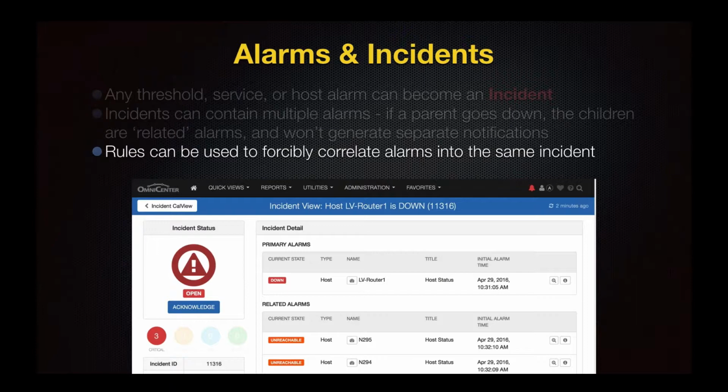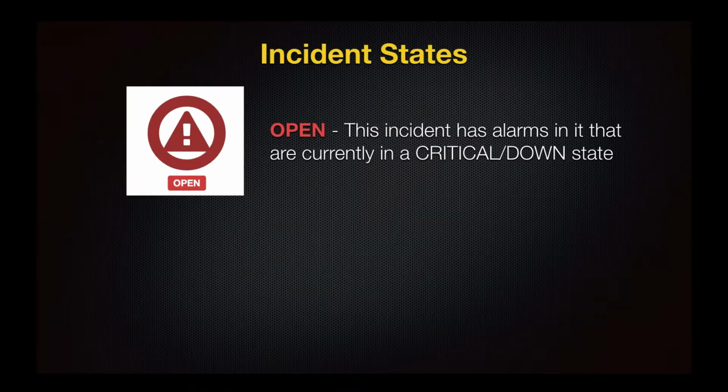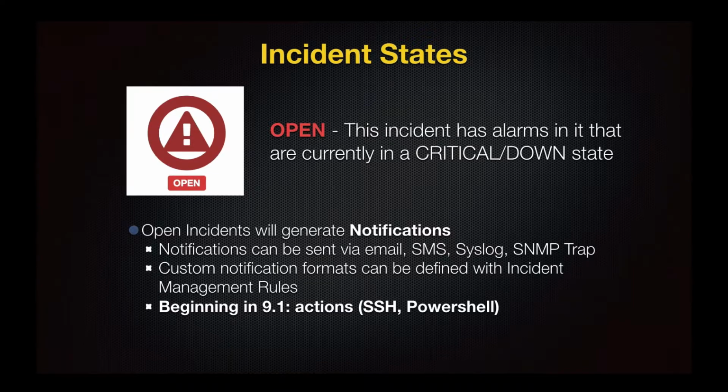The most important thing from a user perspective when you're going through the tool is to understand the states that the incidents can be in. So when we go and look at the incidents, they're going to fall into four main states. An open incident has alarms that are critical or down. So open incidents are what every incident starts at, and those are going to generate notifications.